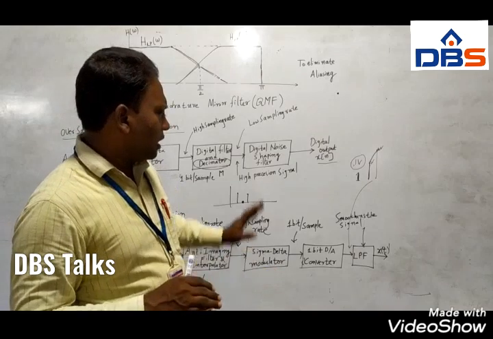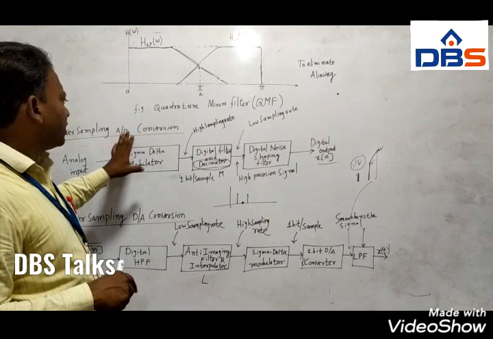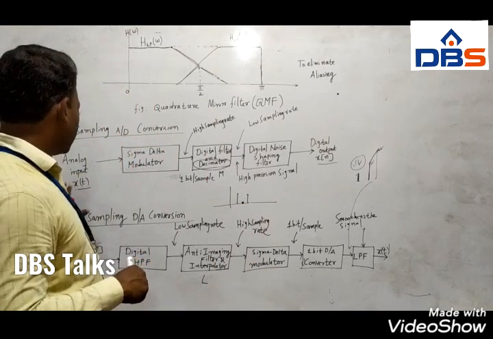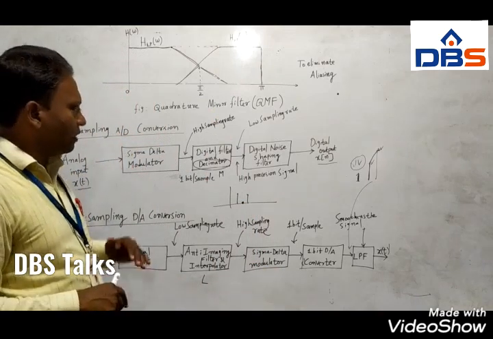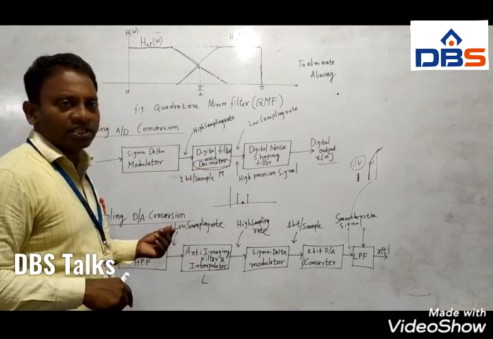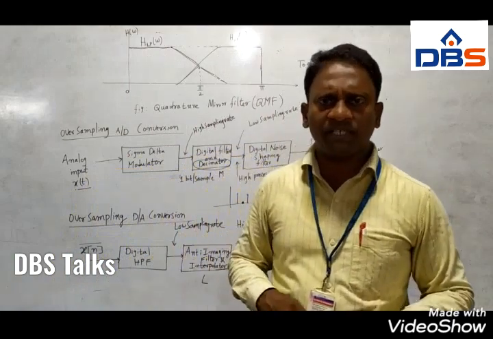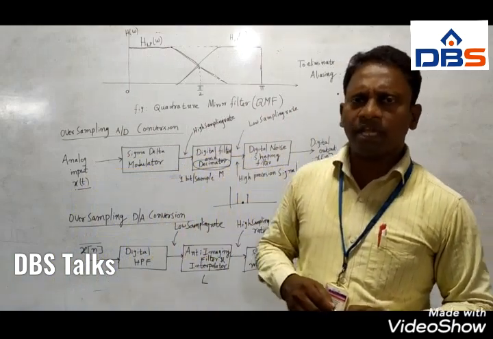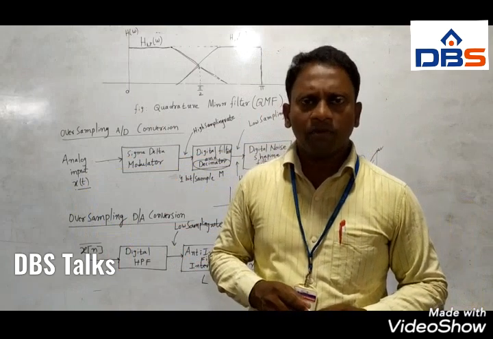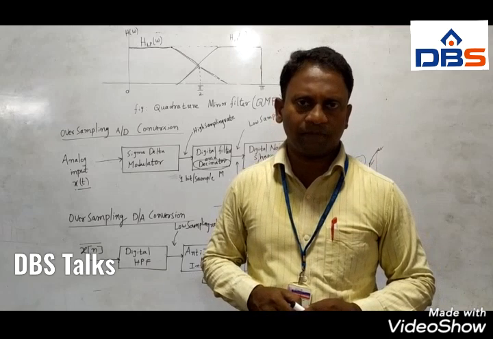So like this, we use oversampling A to D conversion and oversampling D to A conversion. In these two applications, decimators and interpolators are present. So we say that it is an application of multirate signal processing.